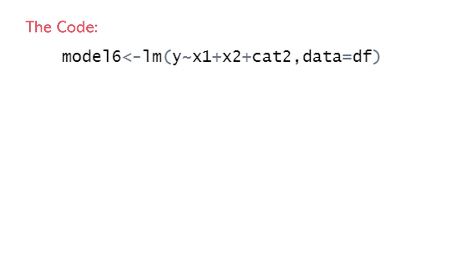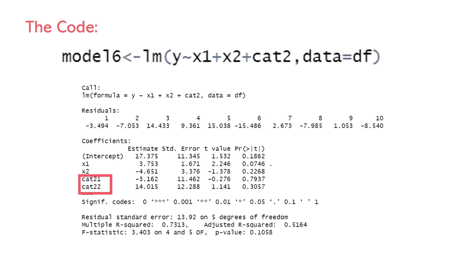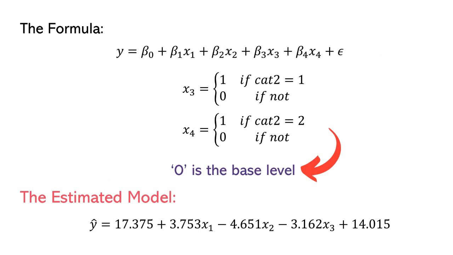So, how about categorical variables with three categories? The code to build the model is basically the same, however, the results will be slightly different. Notice the red box that it contains two different variables, cat21 and cat22. The way to interpret cat21 and cat22 is as follows.